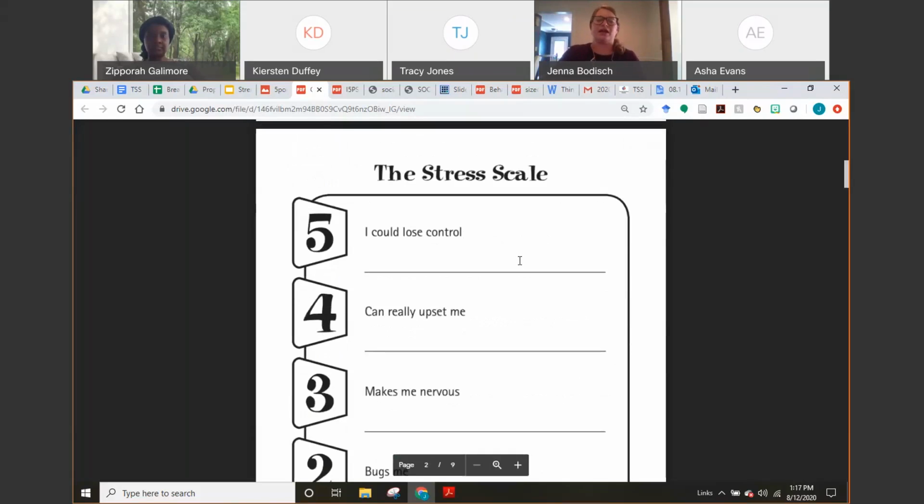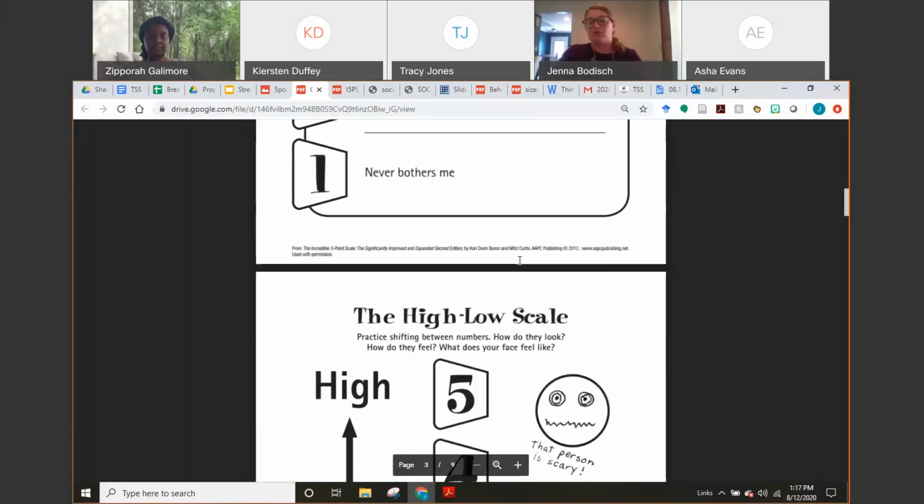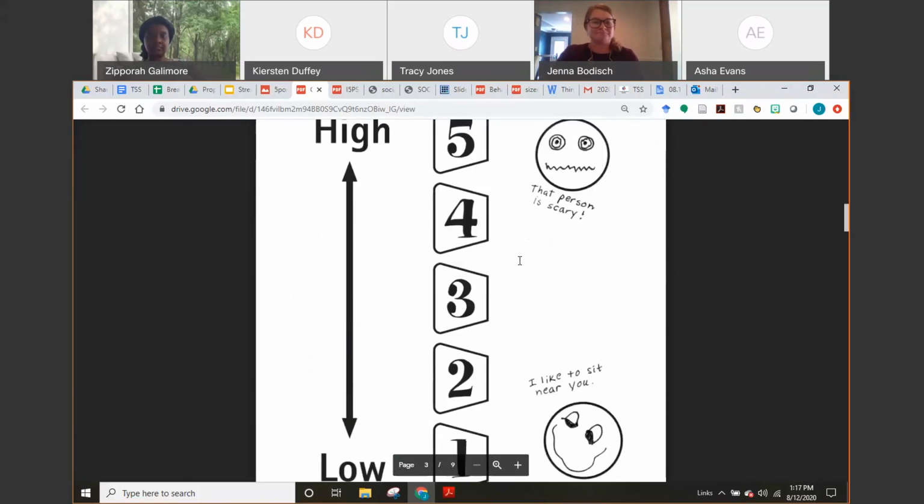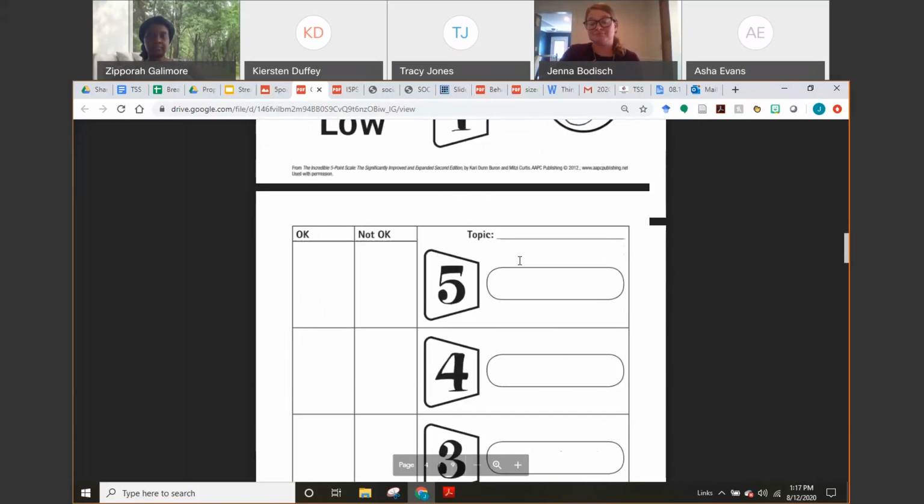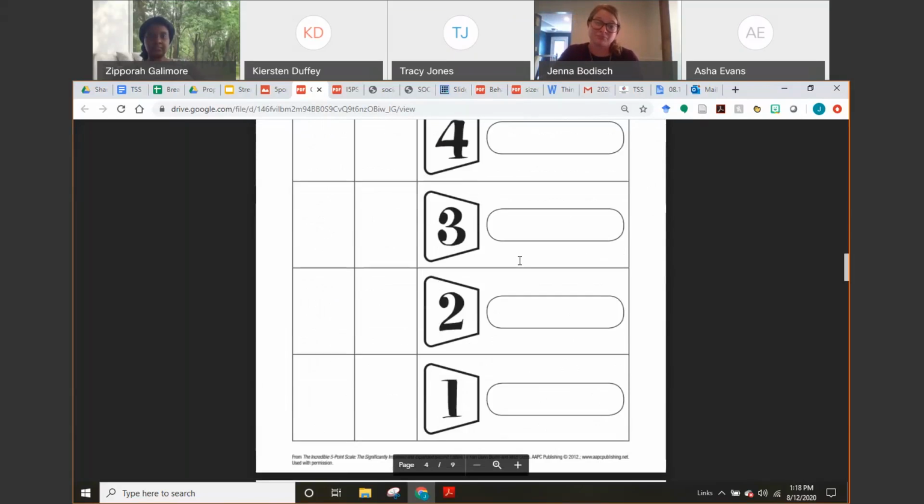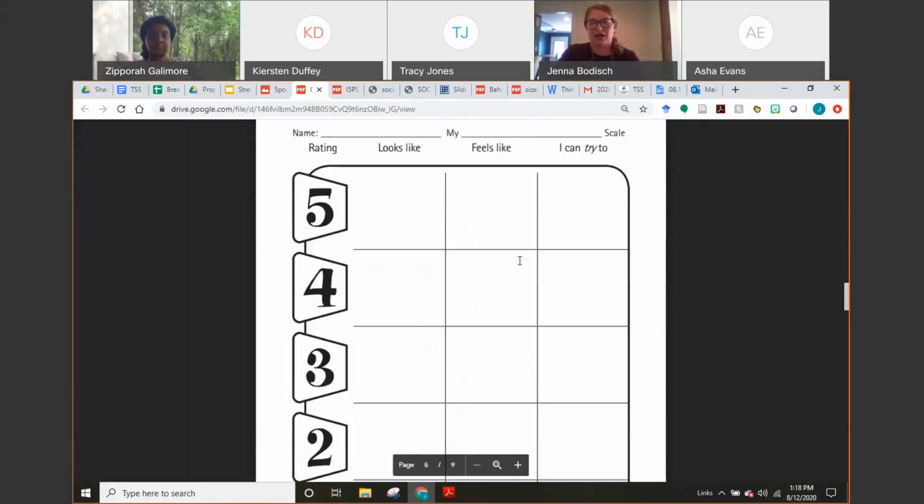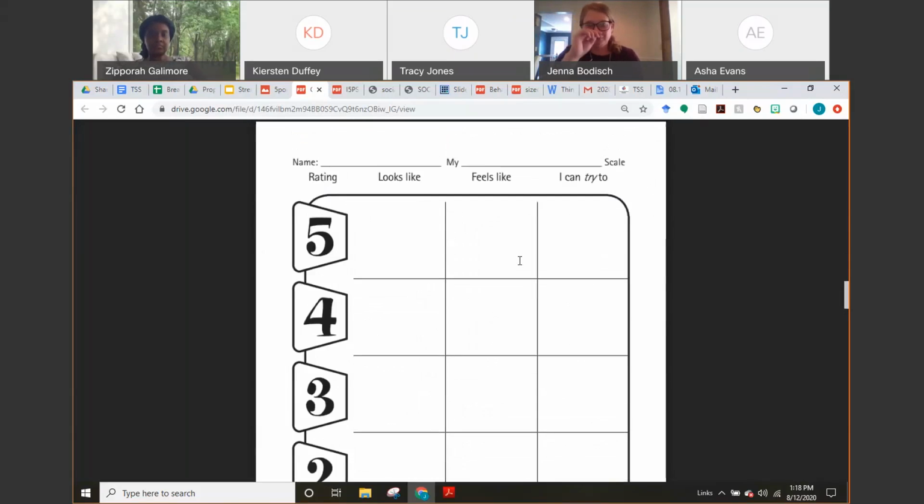Stress scale, I could lose control. Okay, not okay. I like this one a lot. I tend to use this one. What does it look like? What does it feel like? And what can I do? But laying those out, anytime someone has lagging executive functioning skills, using any visuals to have the information in front of them is helpful.